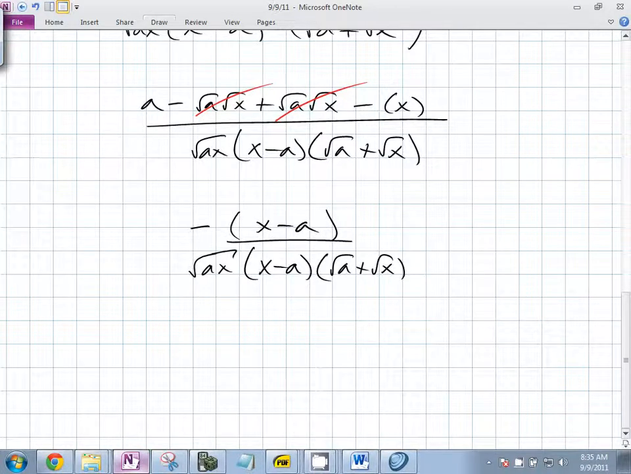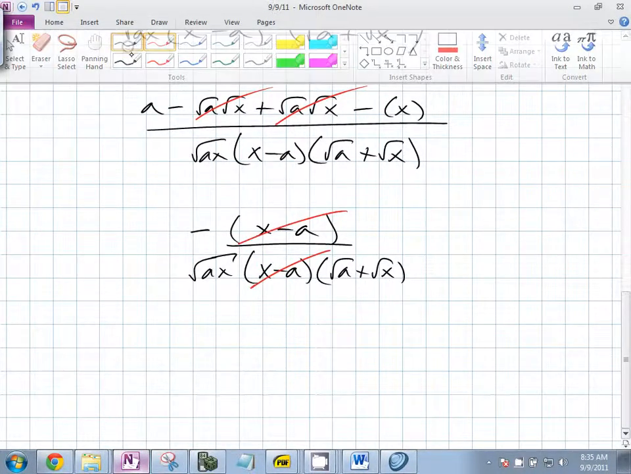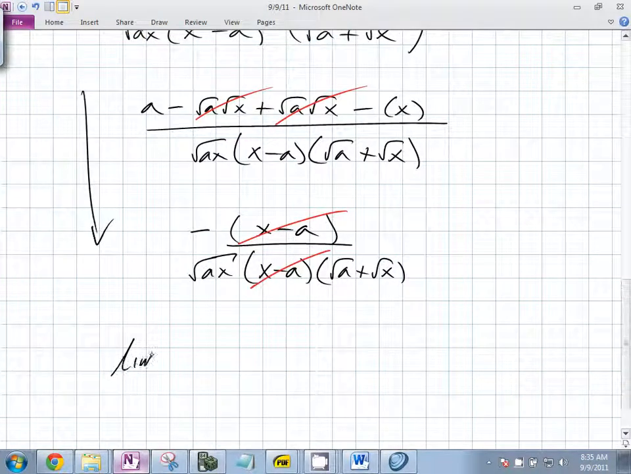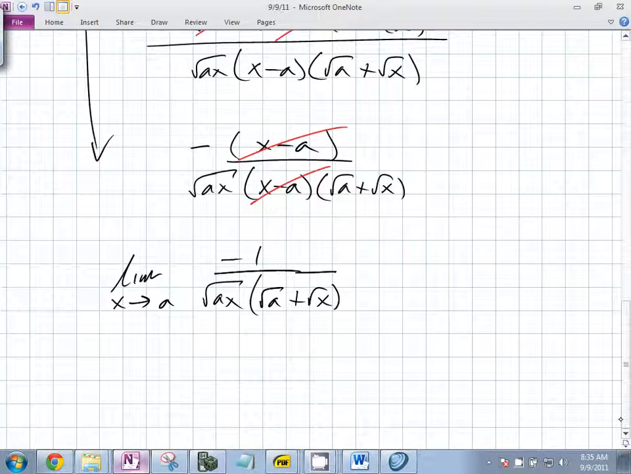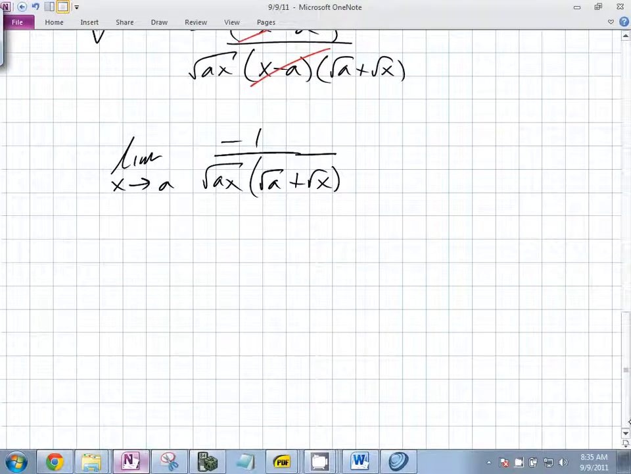Yeah. So what do I cancel? X minus a. So now let's put that limit back in there. It's carried down the whole time. So limit as x goes to a of negative 1 over the square root of ax times the square root of a plus the square root of x. We're now able to plug in what for what? A for x. Nope, I mean x for a. Nope, I was wrong the first time. A for x, yeah, you were absolutely right.